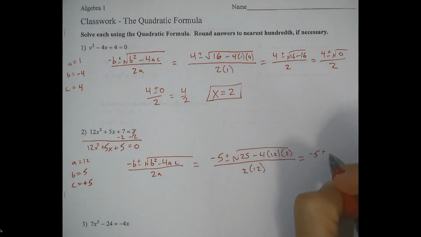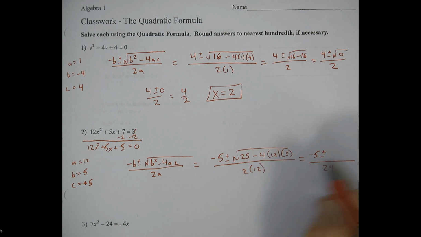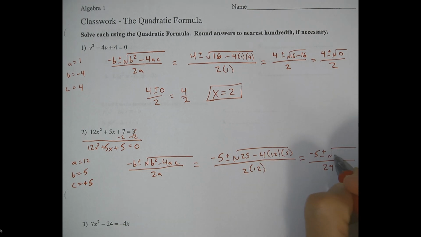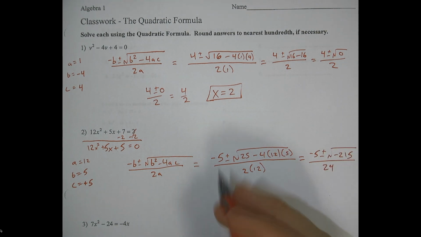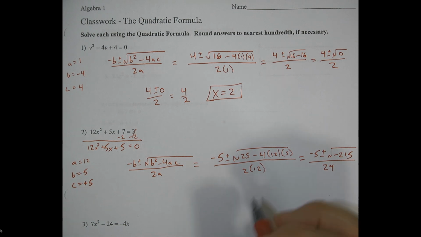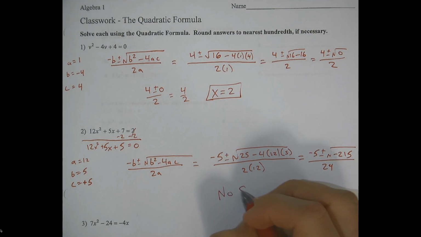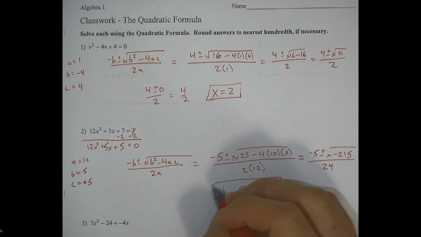So -5 plus or minus, on the bottom we're going to have 24. If you run all this through your calculator, it comes out to -215. And when you get a negative discriminant, you cannot take the square root of a negative. If you try in the calculator, it will give you an error message. And so you can stop right here and just say no solution.